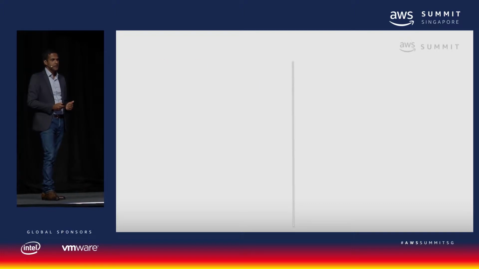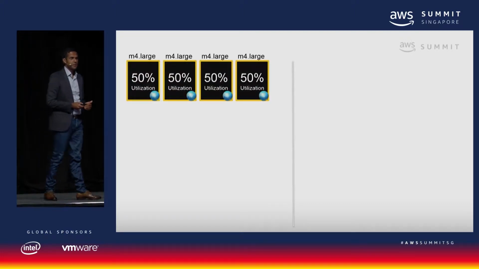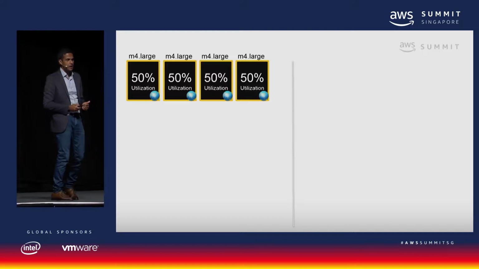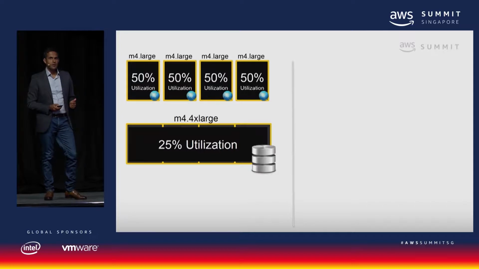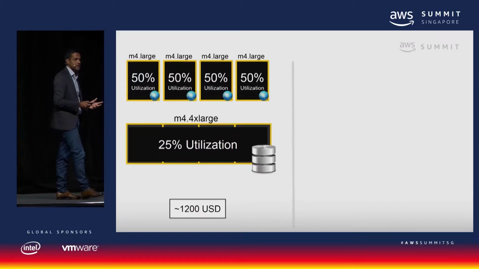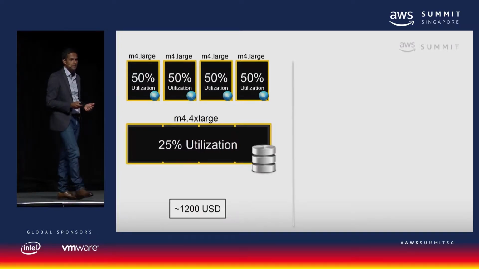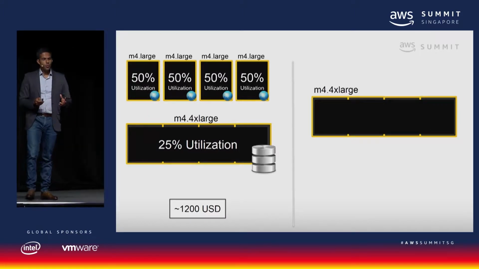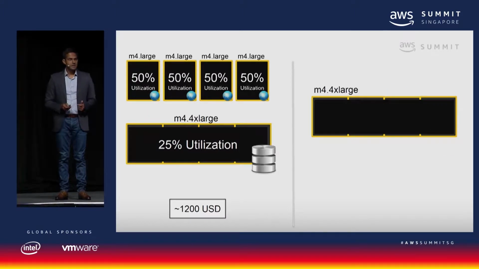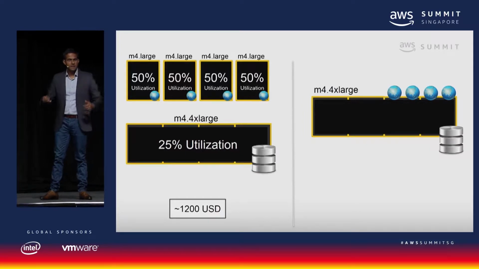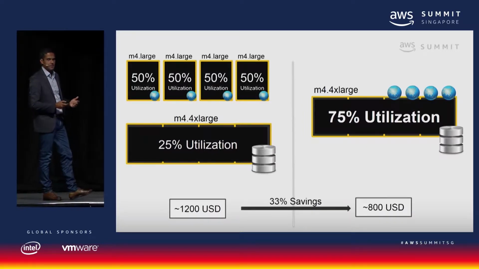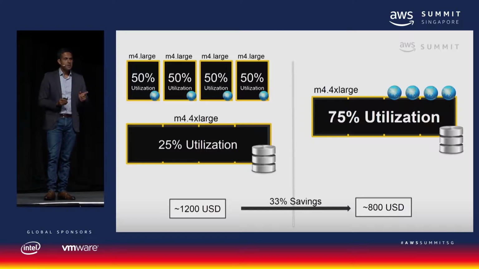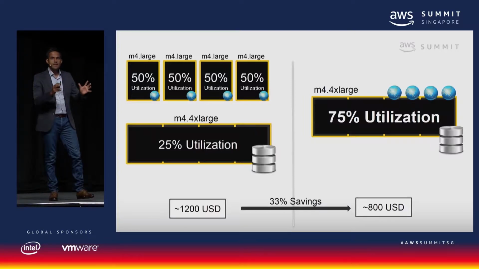The other case is the web services. He has 4 web applications, 50% utilized, and a database 25% utilized, altogether 5 servers. It costs him about $1,200, right? If Bob can go into one big M4 4x large instance and pack all the websites and database into one, he can get the utilization up to 75% and save immediately about 33%. But the question here is, can I isolate these environments?